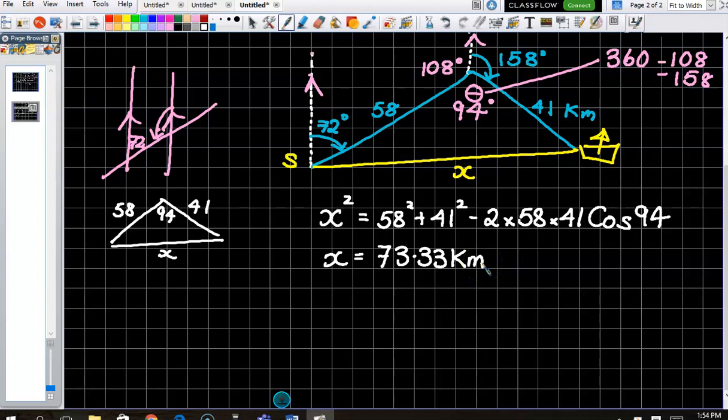Excuse me. You are going to check. Does that seem reasonable? Look at your diagram. Is it reasonable that you're going 58, 41? Yes. Seems on the money. Okay?